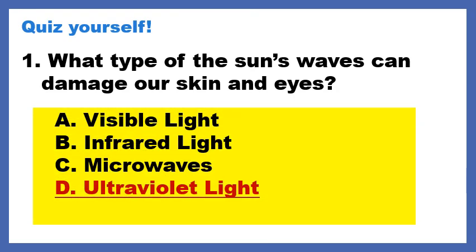The correct answer is ultraviolet light. A, visible light is what we can see, and B, infrared light is what we can feel as temperature.